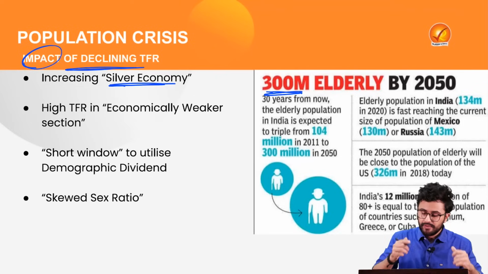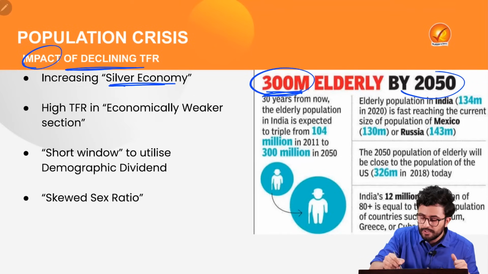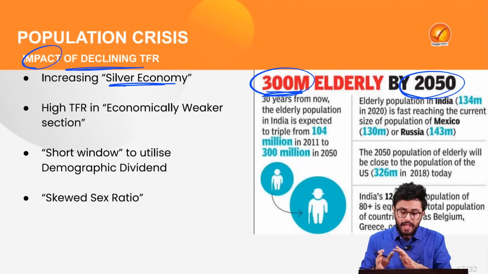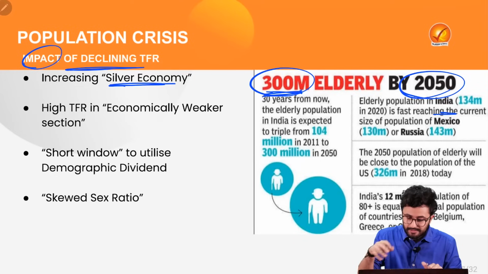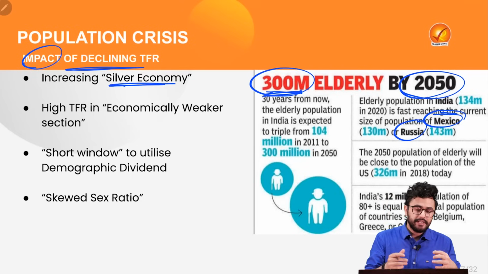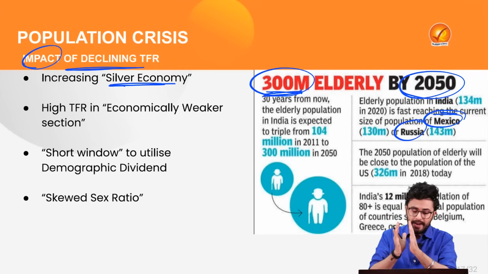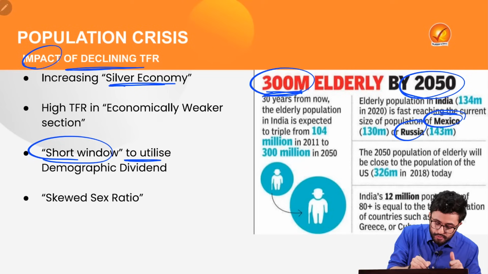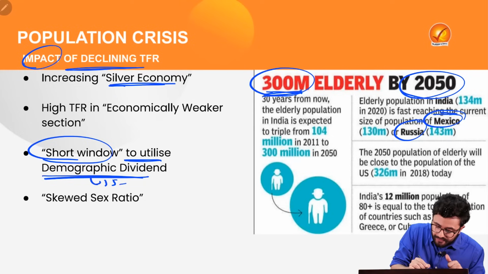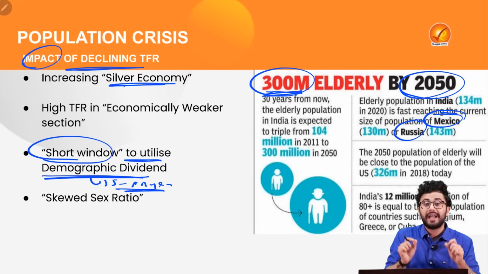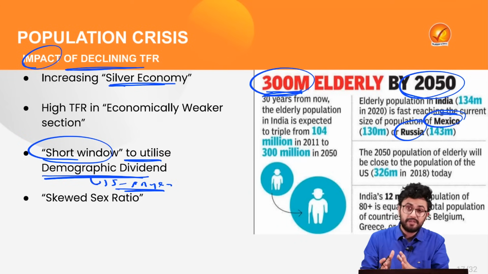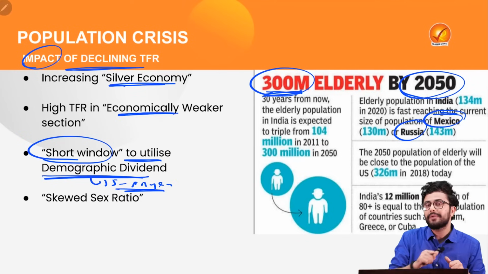As per a report, there will be around 300 million elderly people in our country by the year 2050. And the current population of elderly which we have is fast reaching the current size of the population of Mexico and Russia. This will obviously lead to the issue of huge dependency, and thus we have a short window to utilize our demographic dividend, or basically the people who are aged between 15 to 59 years, considered as working age.